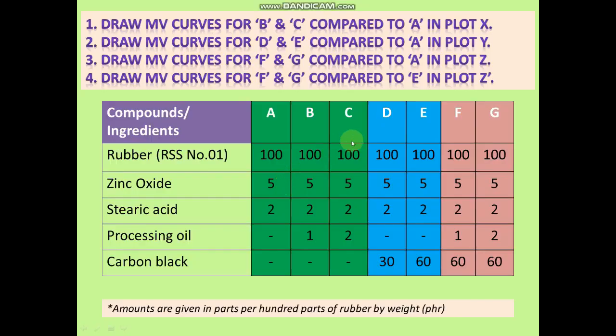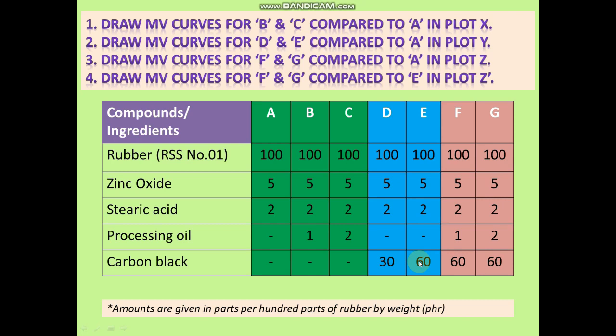Now we have to compare D and E with A. Now we know the composition of A. We'll see what the differences are between A, D and E. Rubber, zinc oxide, stearic acid amounts are the same. The only difference is that the D and E compounds contain carbon black. Actually carbon black is a kind of filling material that we use in rubber compounds. So these are called fillers.